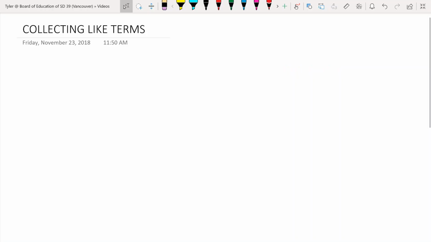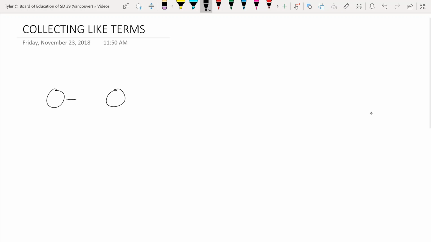All right, so we have our second topic today, collecting like terms. You don't know what like terms are yet. Basically, it's trying to decide, when you have an expression or polynomial or a bunch of terms written together, which terms can go together and which terms cannot go together. So let's take a simple example to start.